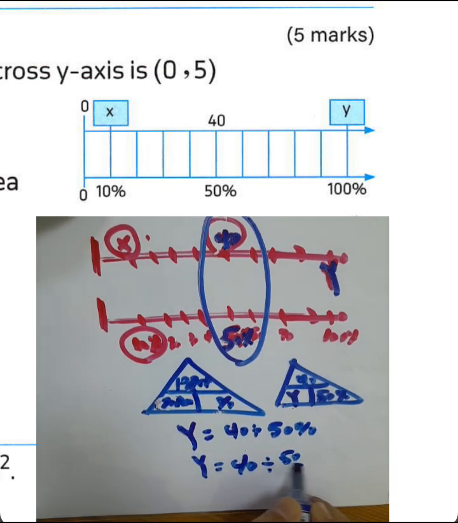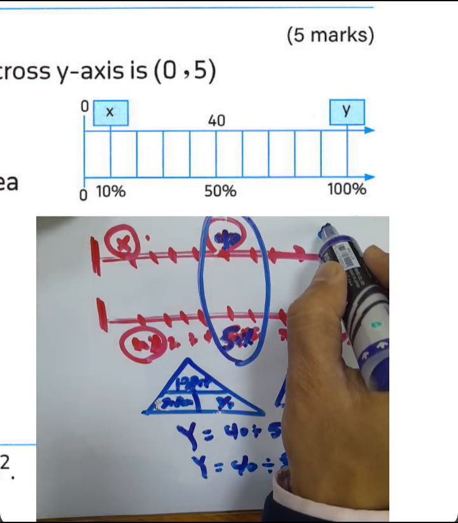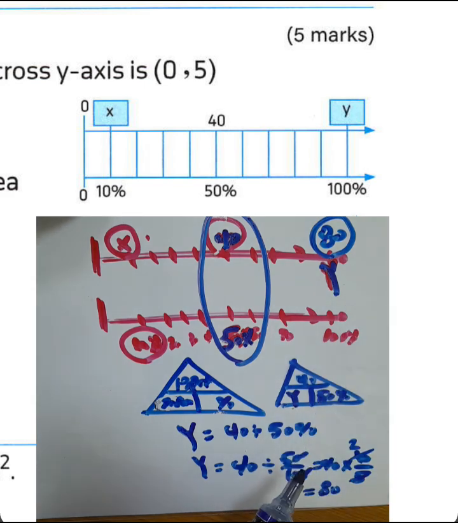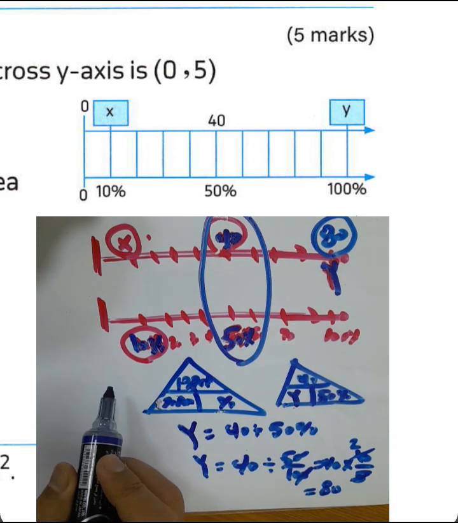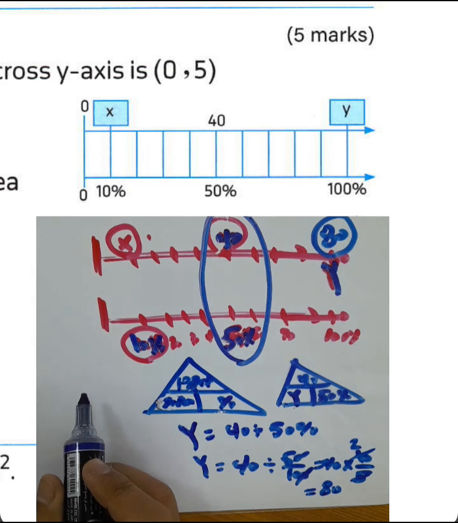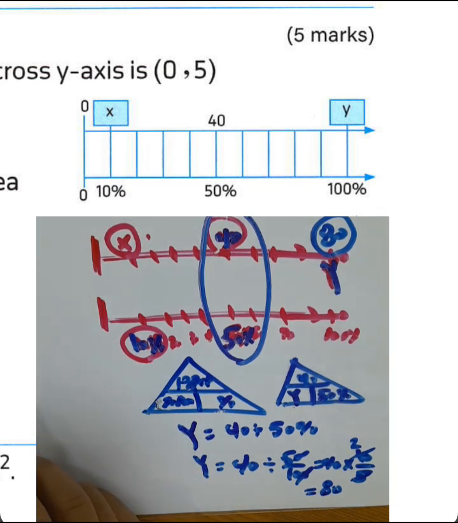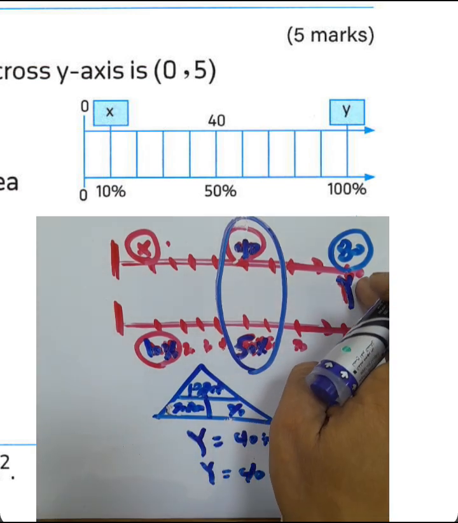50% will be 50 over 100. Cancel 0 by 0. And then write 40 times the reciprocal, 10 over 5. The reciprocal of 5 over 10 is 10 over 5. 10 divided by 5 equals 2, times 40, it will be 80. Then the value of y will be 80. It's the total number. Okay, and here we want to find the value of x. To find the value of x, here we have the total 80.